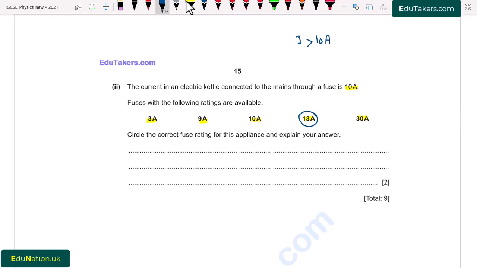So I write here, fuse value is above but near the operating current (10 amperes).